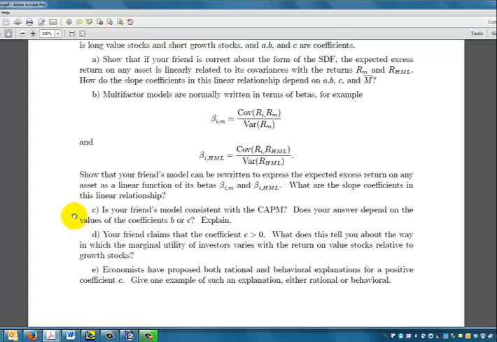Part C asks whether the model is consistent with the CAPM, and there's a sort of clue here: does your answer depend on the values of the coefficients B or C? Explain. Part D tells you that, according to your friend, the coefficient C is positive. What does this tell you about the way in which the marginal utility of investors varies with the return on value stocks relative to growth stocks? Finally, economists have proposed both rational and behavioral explanations for a positive coefficient C, and you're asked to give one example of such an explanation.